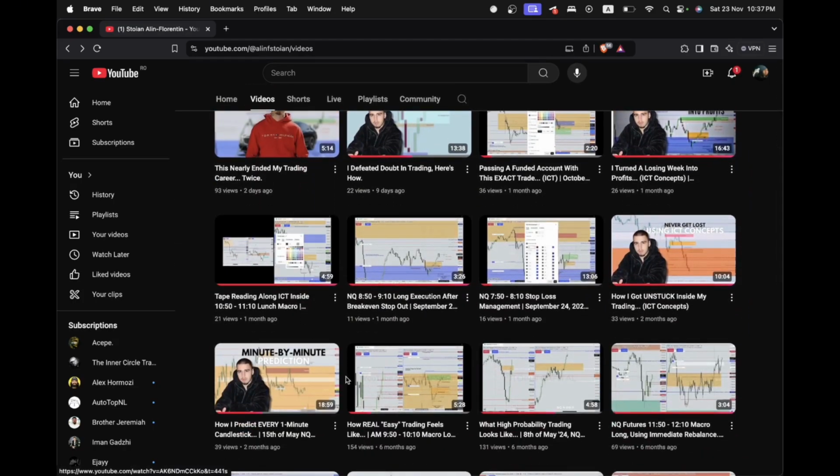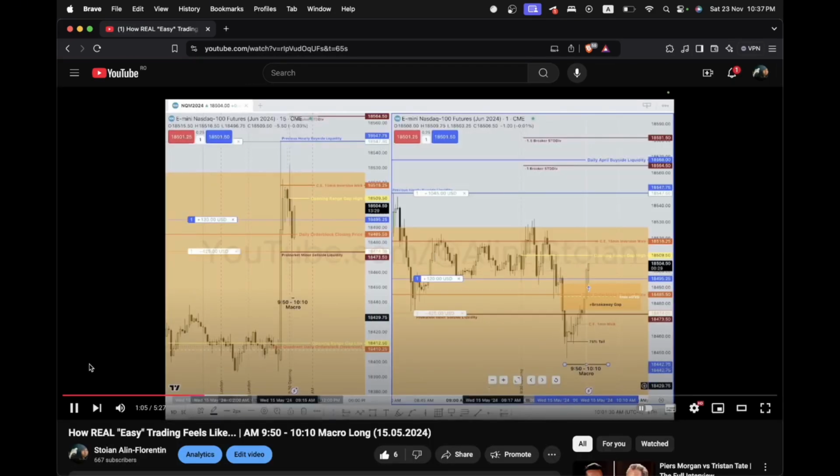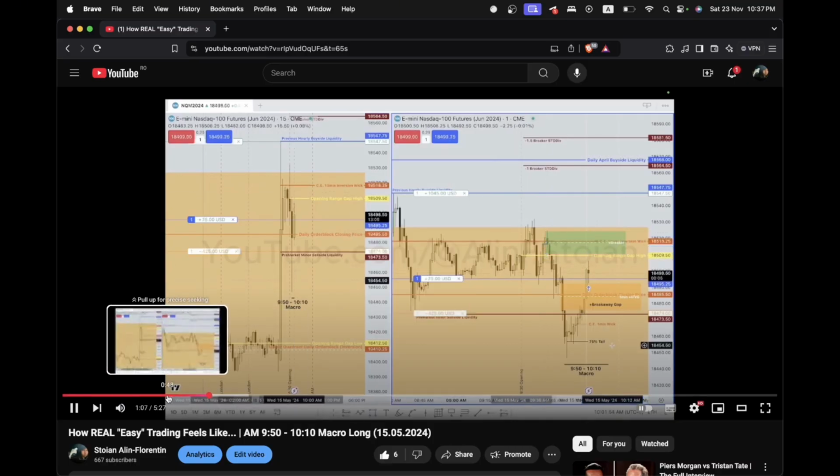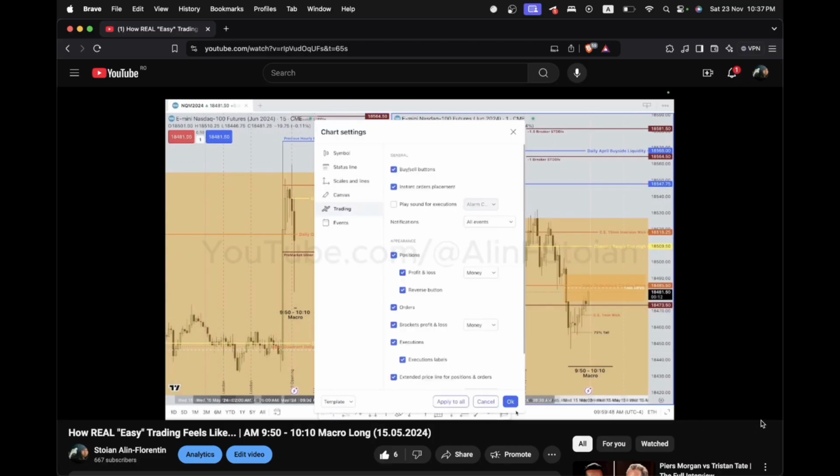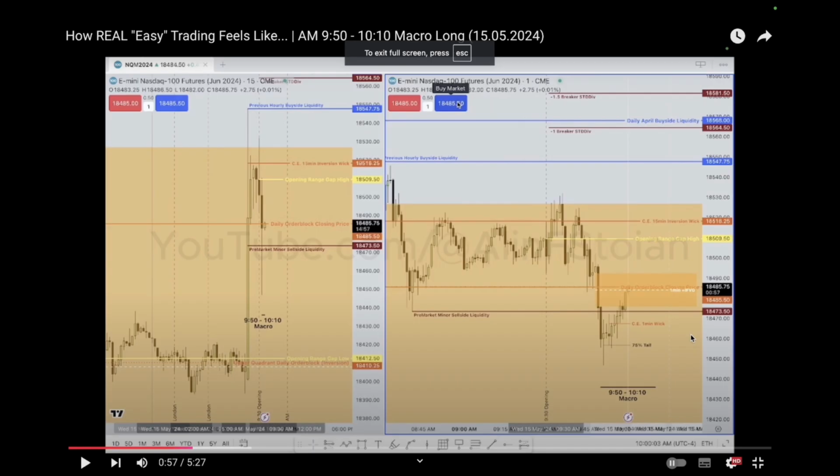Let me show you an example with the macro daily target, which is very, very easy trading. So let me just give you the perspective right now. This was in the 15th of May. I know that you are already sick of this trade, perhaps, but this is a very, very good example in terms of how easy it is to trade instead of this perspective.